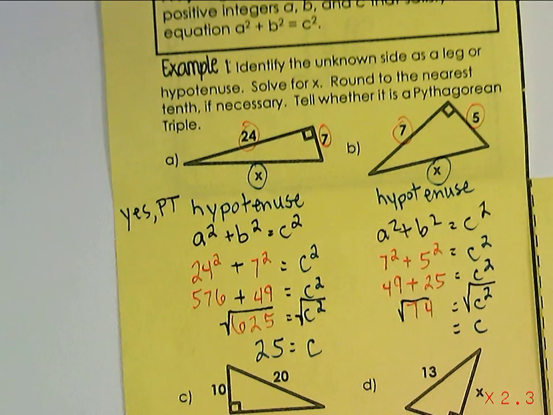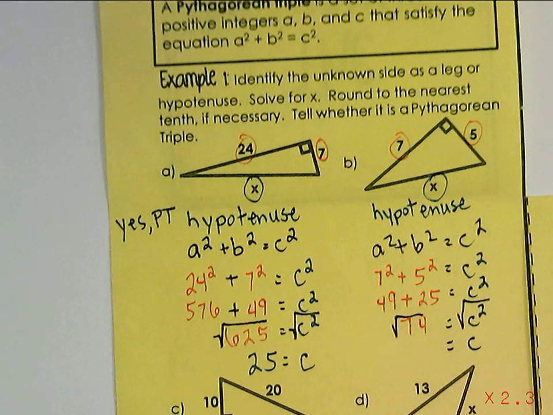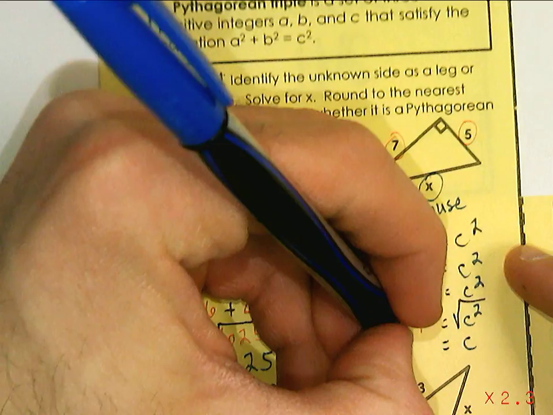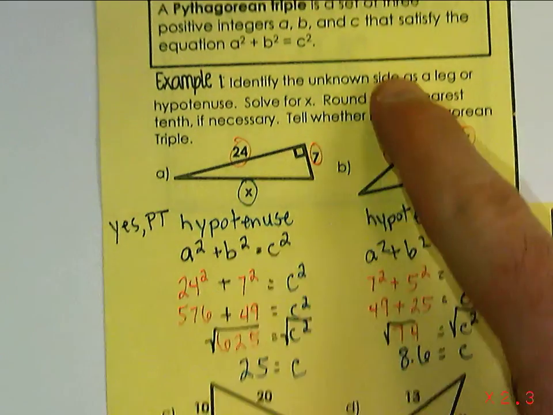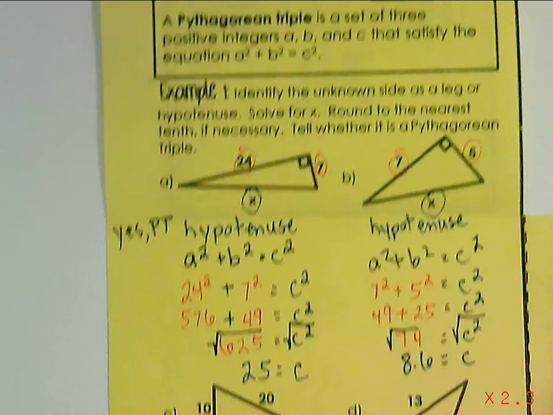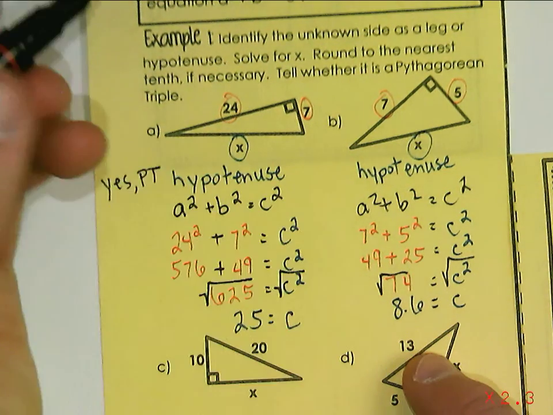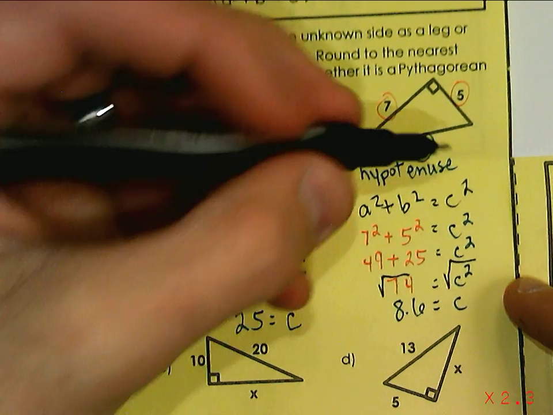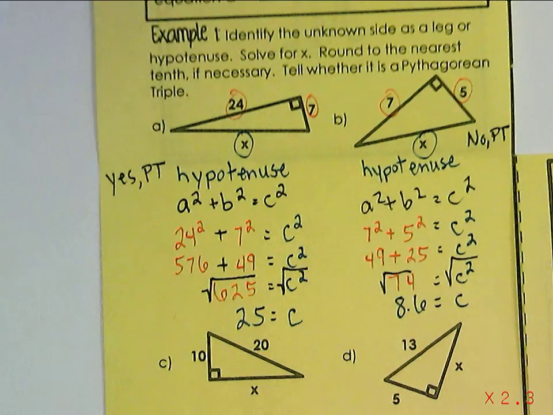74 isn't a perfect square, so in this case we'll have to round to the nearest tenth. If I take the square root of 74 on my calculator, I get 8.6. So in this case, if we're looking at the idea of the Pythagorean triple, this one is not, because we did not get a whole number for c. So that means no, it is not a Pythagorean triple.